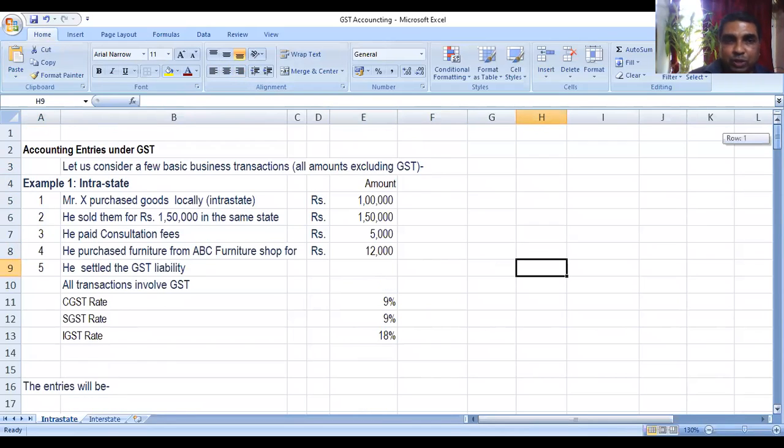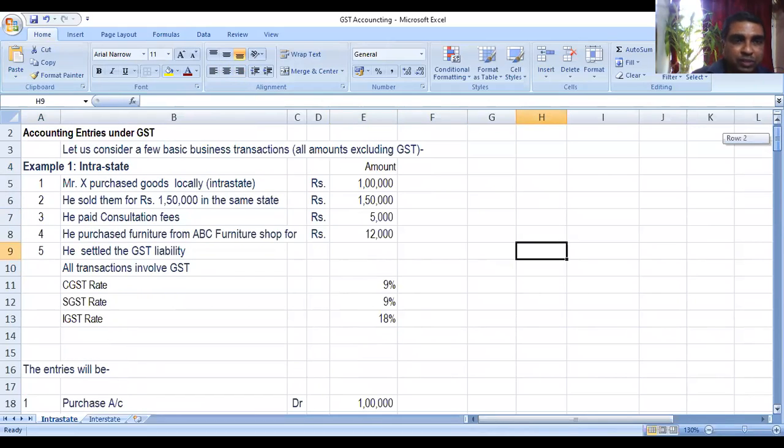First, friends, I'm showing you an example. I'm showing you just a business transaction or a set of business transactions. Some of you please read this transaction. Let us say this is example number 1, and there are 5 transactions: 1, 2, 3, 4, 5. We'll try to make an entry for these 5 transactions. Who can read? Please read item number 1. Some of you please unmute and read it out.